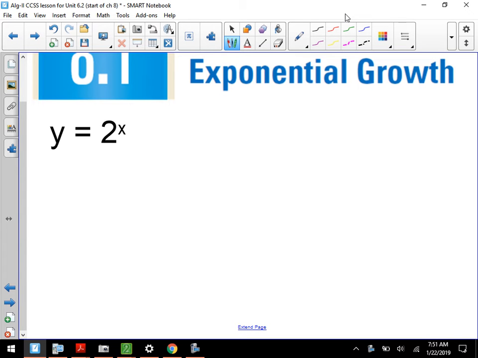This is 2 to the x. I tried to type it, it didn't look very good. So this is 2 to the x. The exponent is our x variable. And I want to do this just like we have every other graph that we've done.